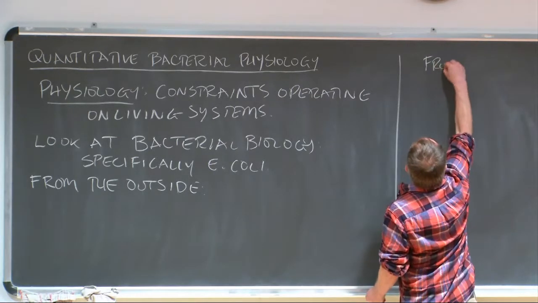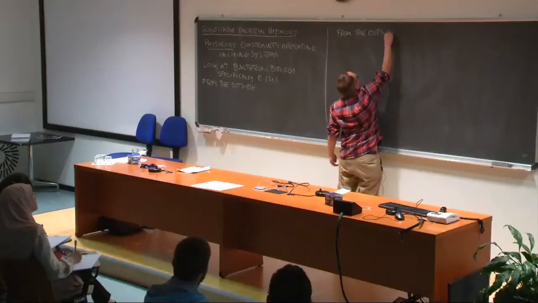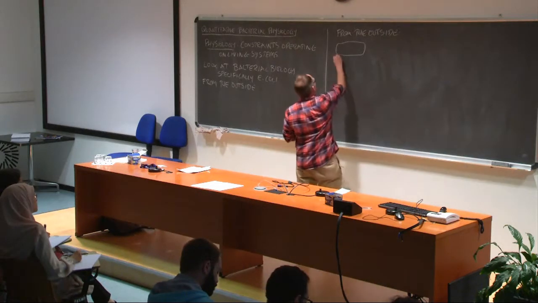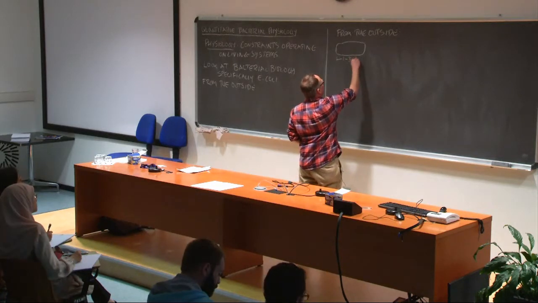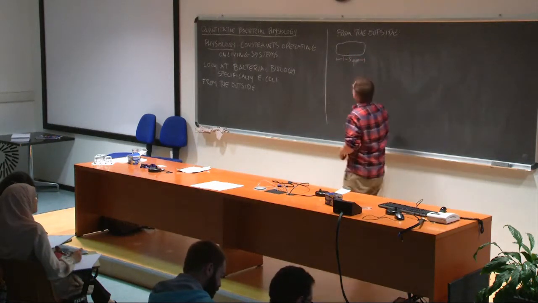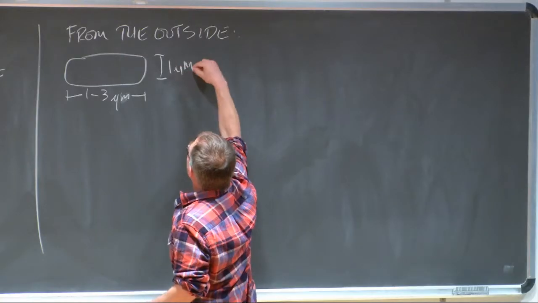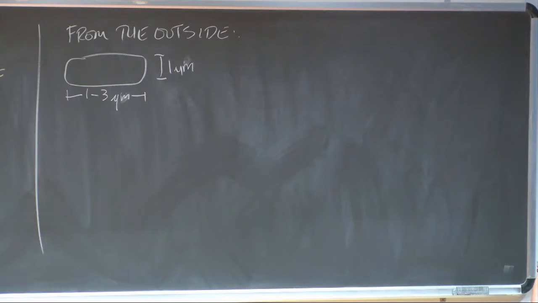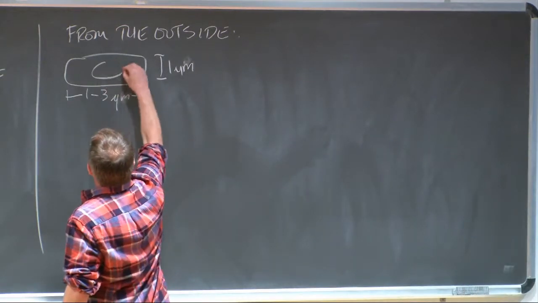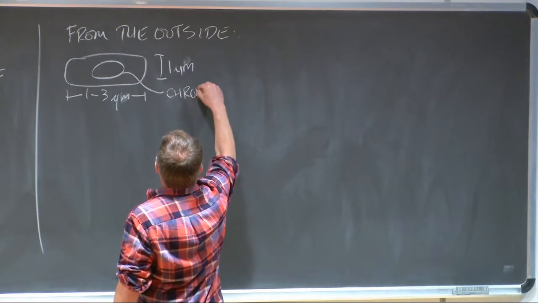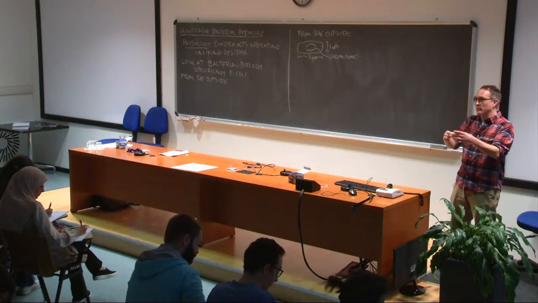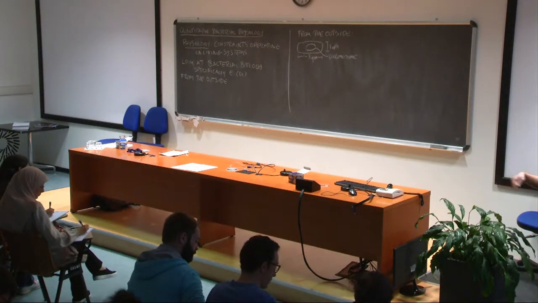So from the outside, the bacterium is somewhere between about 1 to 3 micrometers long. It's about a micrometer wide, but we'll see that depends very much on the context within which it's growing. And it's a cylinder, and it usually just grows lengthwise and it cuts down the middle. And what's important for us is that it's got a circular chromosome, which contains the DNA of the organism. And the DNA is what serves essentially as a blueprint for the life cycle of this bacterium.